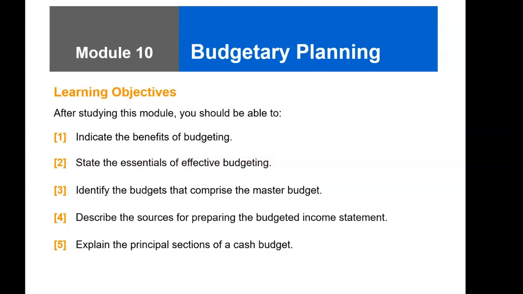So Module 10 is how we use the budget as a planning tool. Module 11 shows you how we use the budget as a control tool. All right. So to begin with, we're going to look at the benefits of budgeting and the essentials of sound budgeting. And then we're going to go through each of the components of what is called the master budget. And that leads to a budgeted income statement.